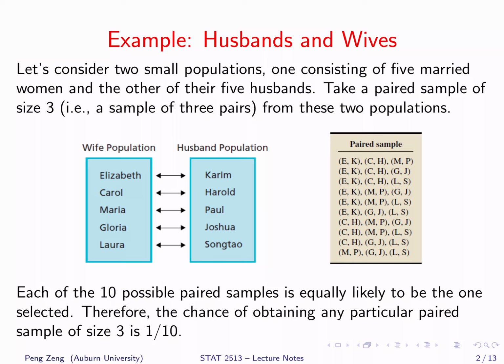Let's take a paired sample of size 3 from these two populations. It means that we choose 3 wives and 3 husbands. Because husbands and wives are paired, after selecting 3 wives, the 3 husbands are uniquely selected accordingly. The table lists all paired samples of size 3. Each of the 10 possible paired samples is equally likely to be the one selected. Therefore, the chance of obtaining any particular paired sample of size 3 is 1 over 10.